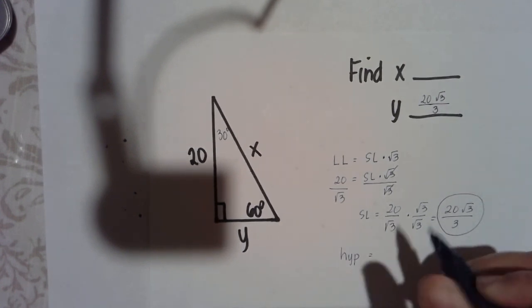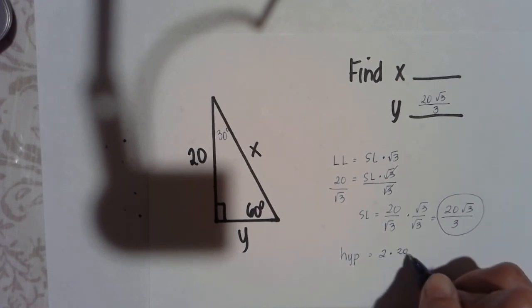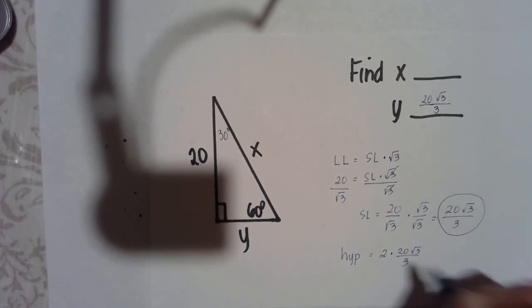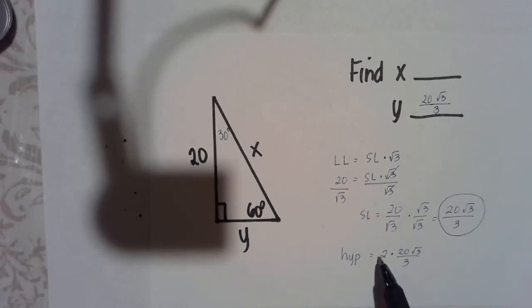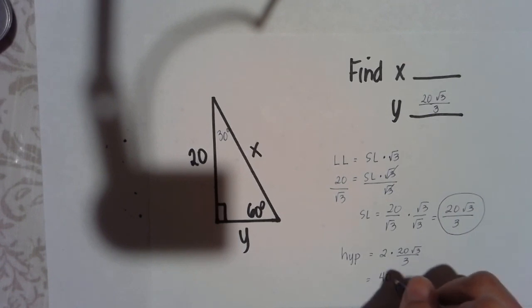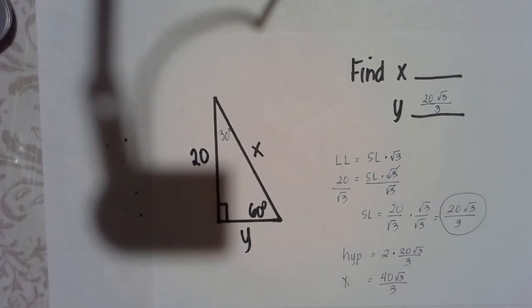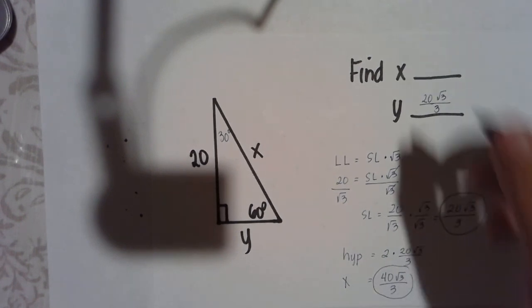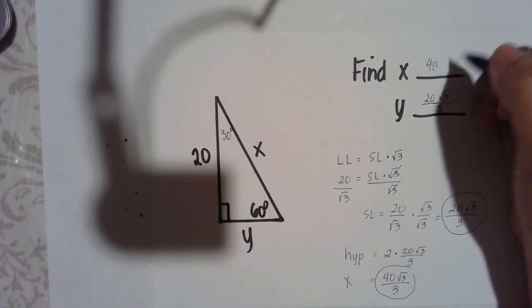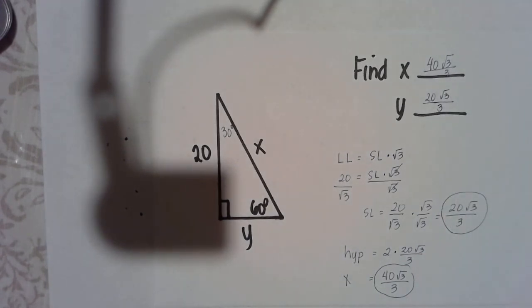Hypotenuse can be obtained by multiplying the shorter leg by 2. So 20 square root of 3 over 3. Multiply these two: 2 times 20 is 40. So that's 40 square root of 3 over 3, which will be your x value. As I said, 40 is not divisible by 3, so keep it like that. 40 square root of 3 over 3 will be your answer.